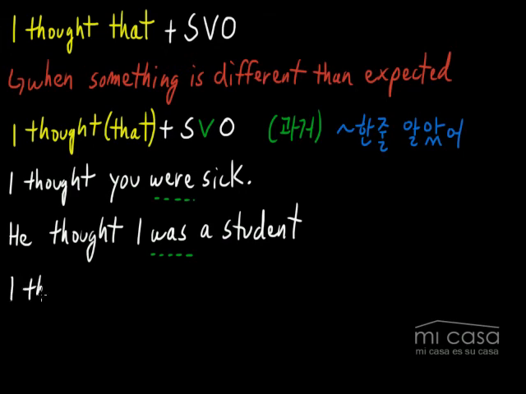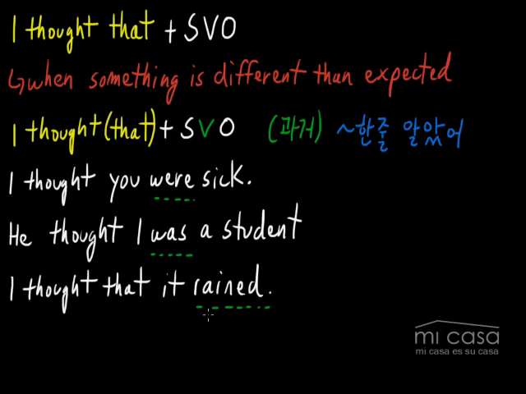I thought that it rained. I thought that it rained. Okay, so again, here, I thought that plus a full sentence. And what does this mean in Korean? This means 비가 온 줄 알았어. All right, so that's three examples now, three pretty straightforward, simple examples. I don't really want to go into any really complicated examples today, just because I want you guys to understand the basic concept. So this is the first way to use this structure.